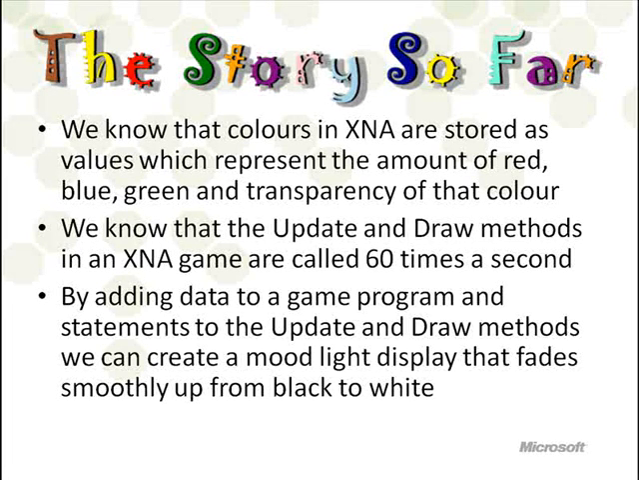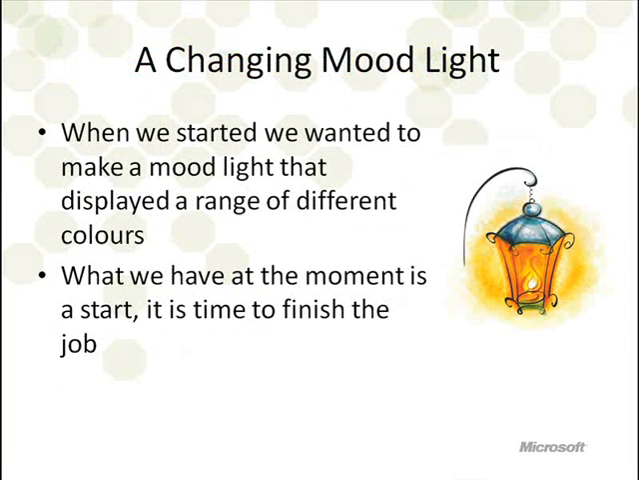We also know that in XNA the update and draw methods that make things happen in the game and draw the game on the screen are called around 60 times a second, and we've fiddled around with statements in the update and draw methods to get this slowly building lamp, which gives us the first part of our MoodLight. We started off with a need for a range of different colours. At the moment we've got a thing that just fades up and then stops, but that's a start, and now we're going to finish things off.